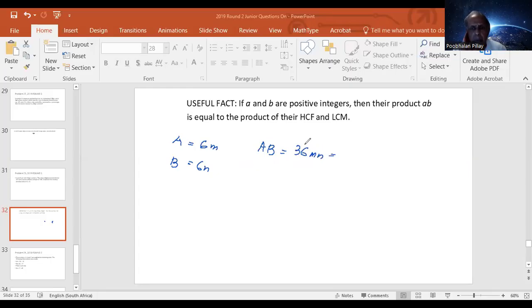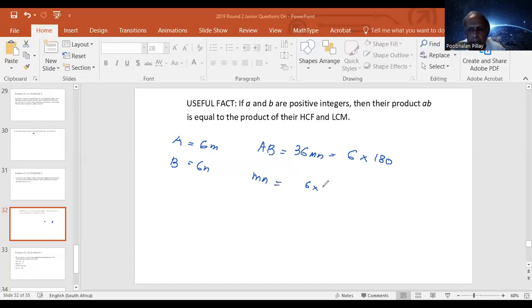And that is equal to the product of that HCF and LCM. It was given that the HCF is 6 and the LCM is 180. So you have the product is 6 times 180. So you've got 36 times MN equals this. So you can calculate M times N.